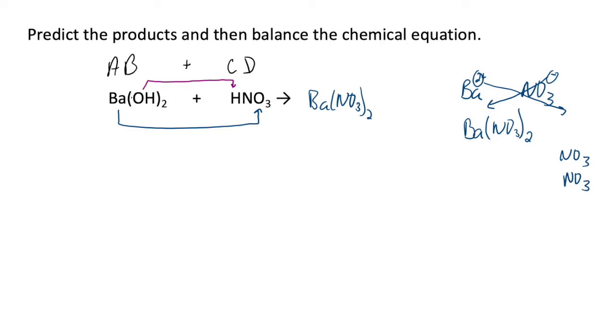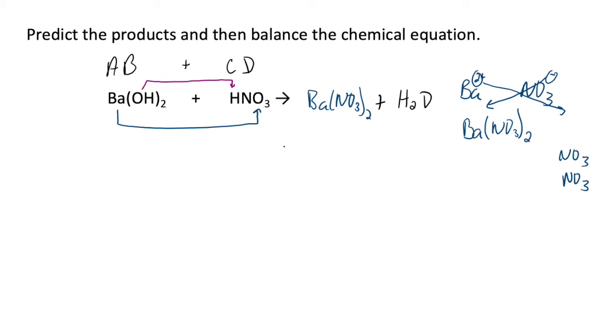Next, we have a hydroxide and a hydrogen. And when we have a hydrogen plus a hydroxide, we are forming water. Now that we have our products, let's balance the chemical equation.